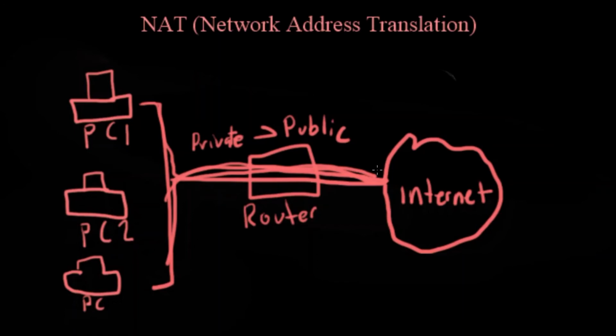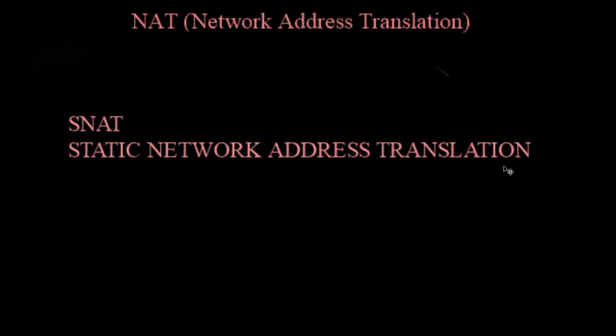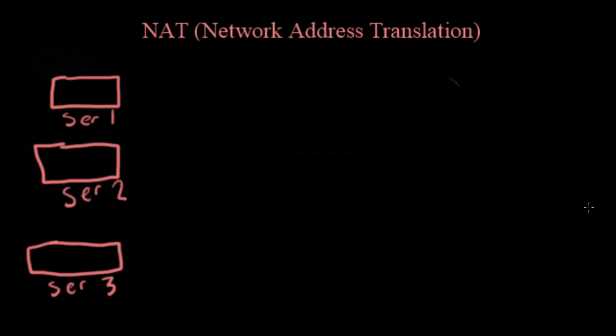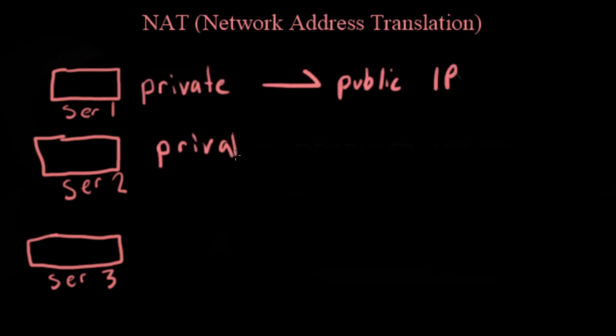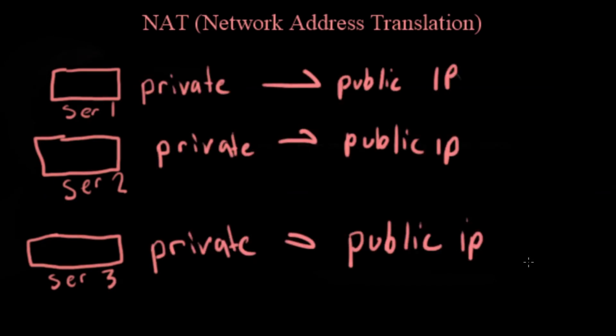Now, the other type of NAT is SNAT, which stands for Static Network Address Translation. With SNAT, you will manually assign private IP addresses to public IP addresses. For example, if you have 3 servers in your environment: Server 1, Server 2, and Server 3. Each of these servers has a private IP address. You will assign each server manually to translate to a public IP address.